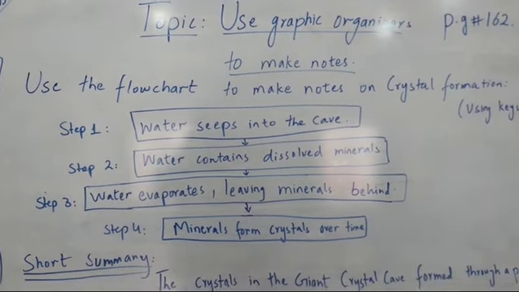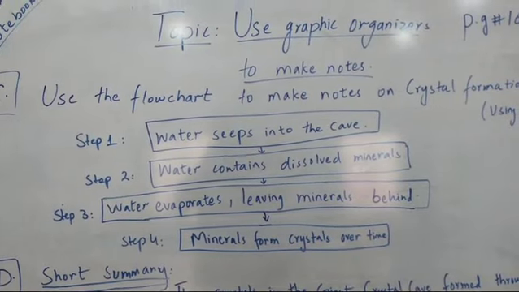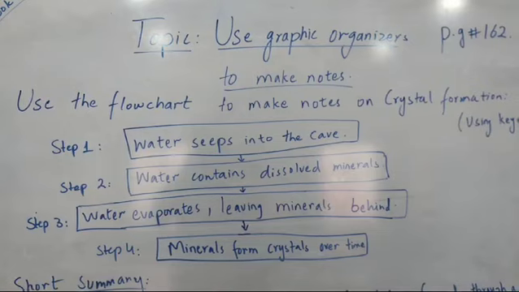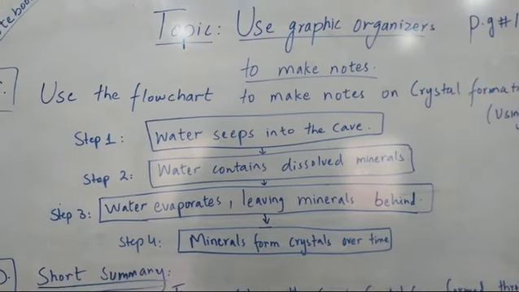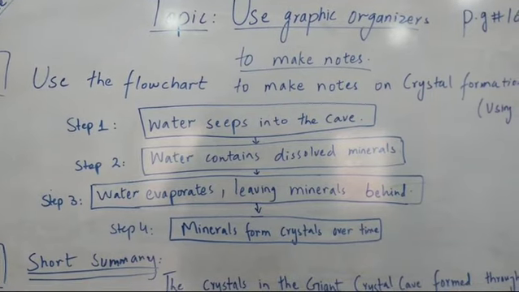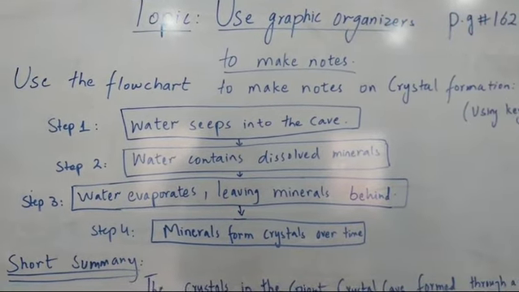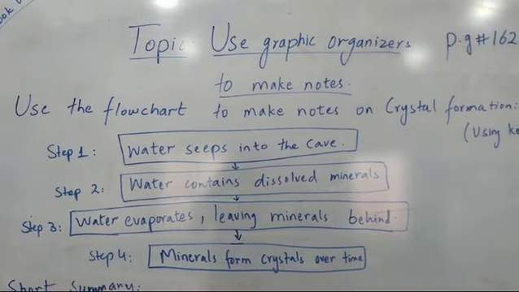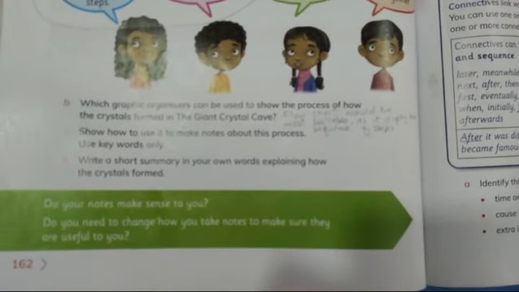As you are seeing over here, it's a step-by-step process of how the minerals are formed. First of all, the water seeps into the cave, then water contains dissolved minerals, then water evaporates, leaving minerals behind, and step 4, which is the last one, minerals form crystals over time. So now the D part is: write a short summary in your own words explaining how crystals form. So we have to do this work on the notebook.